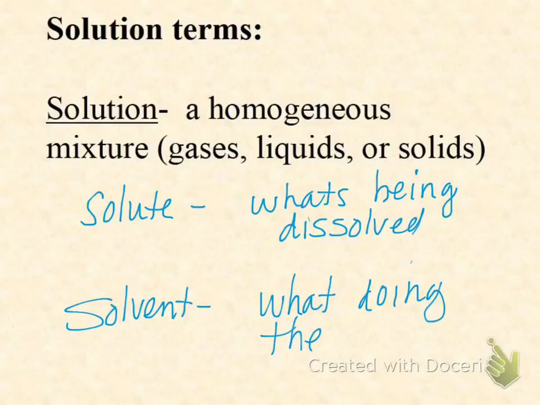Okay? Now, water is considered to be the universal solvent because so many different things dissolve in it. For instance, water is polar, so it will dissolve polar things, but it'll also dissolve ionic things. And we're going to talk about those interactions as we go through this.